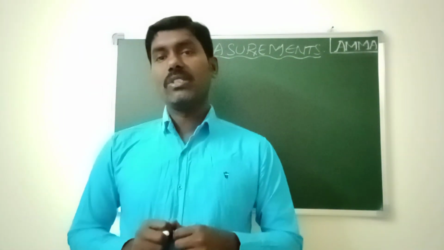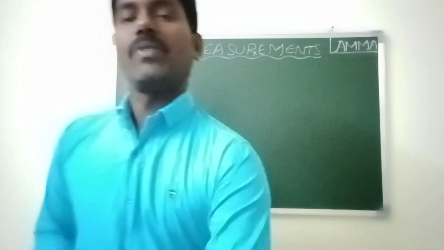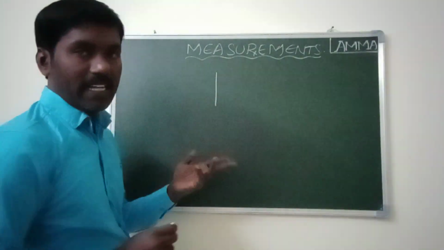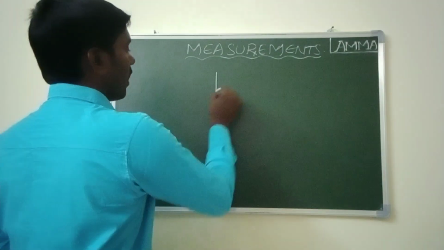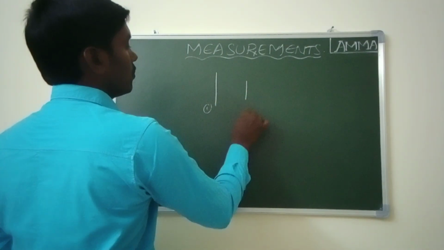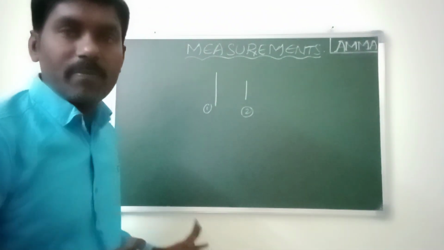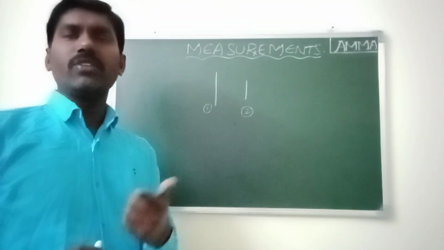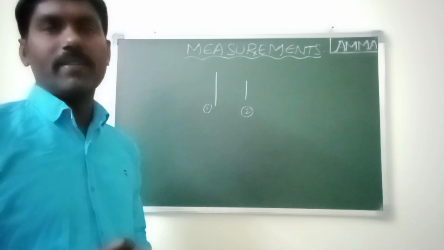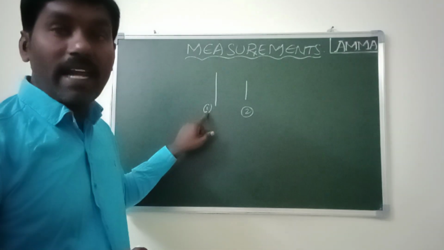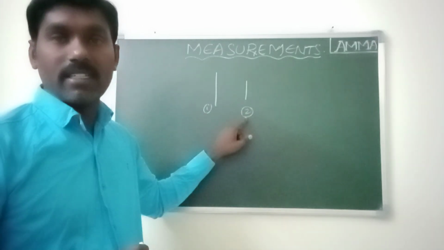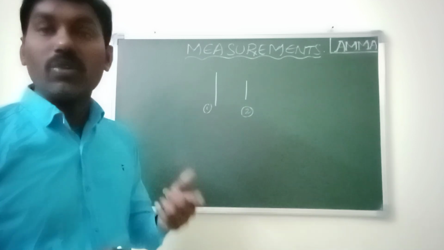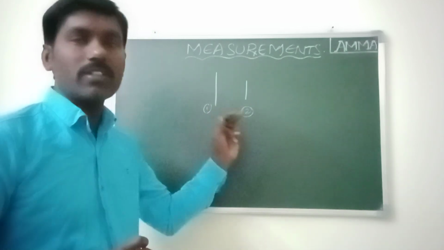Now, where do we use this? First, suppose there are two pens or two lines, line 1 and line 2. If I ask you which one is the longer line and which one is the shorter line, immediately you can tell me: sir, the first line is longer than the second line, and the second line is shorter than the first line. This is also one of the measurements.